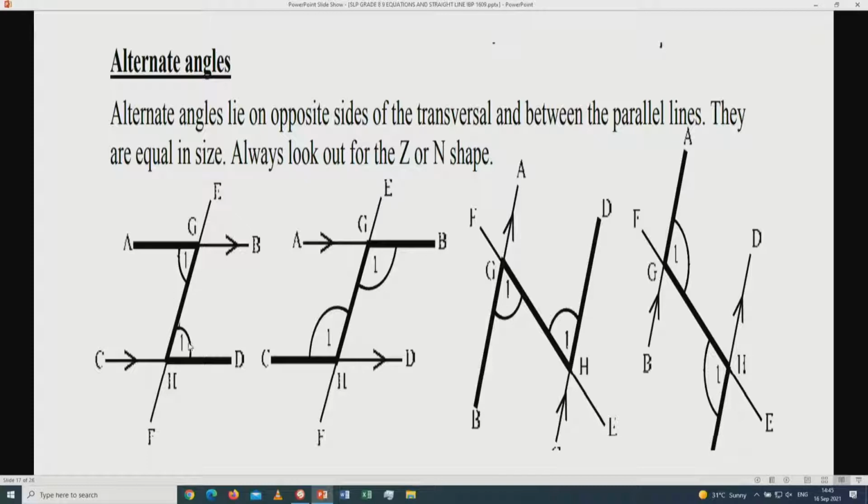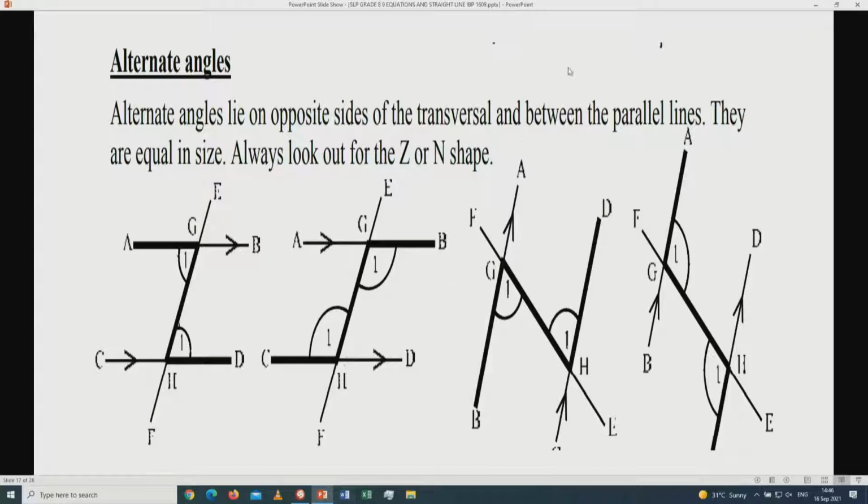These angles, the one is on the left of the transverse line, the one is on the right of a transverse line. Right? They're just alternating. If this one is on the left, this one is on the right. Between the parallel lines. But remember, it's between the parallel lines, not above, not below. Between. So that's how you learn. They're alternating.